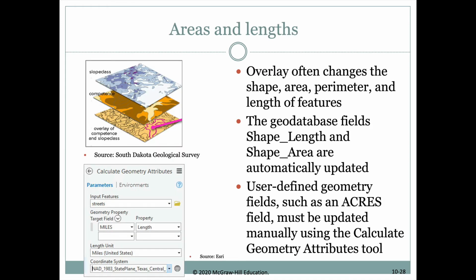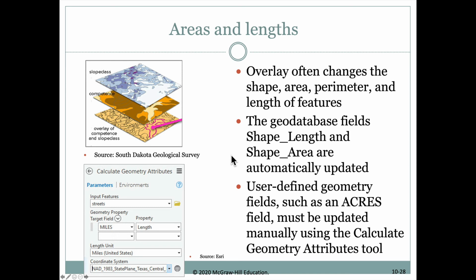Another thing we have to remember is after we run an intersect or union command, we're going to create new polygons. And these new polygons are not going to always have the same attributes as the previous polygons with respect to area. Some of those are going to be recalculated automatically, like the shape length and the shape area. This occurs in geodatabases. It does not occur in shapefiles.